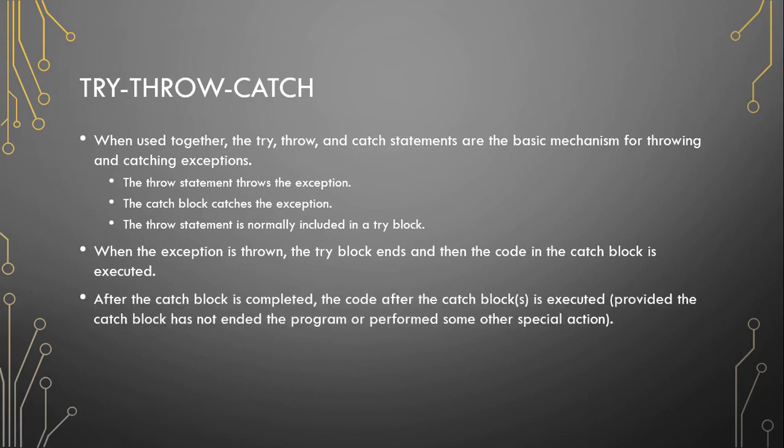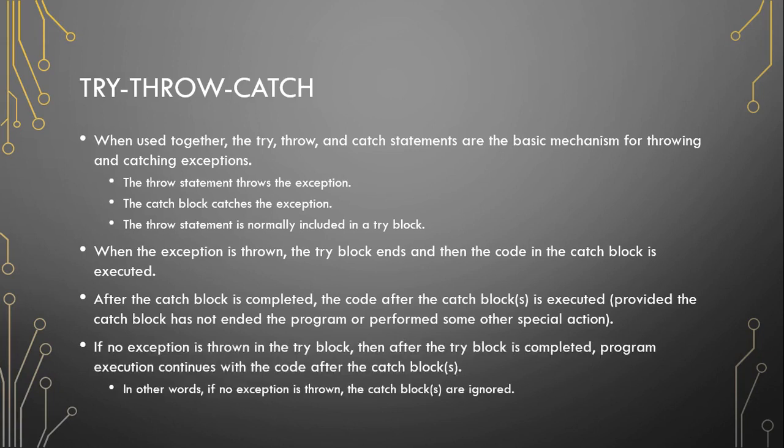After the catch block is completed, the code after the catch block, or blocks, sometimes you might have multiple, is executed provided the catch block has not ended the program or performed some other special action. If no exception is thrown in the try block, then after the try block is completed, program execution continues with the code after the catch blocks. In other words, if no exception is thrown, the catch blocks are ignored.